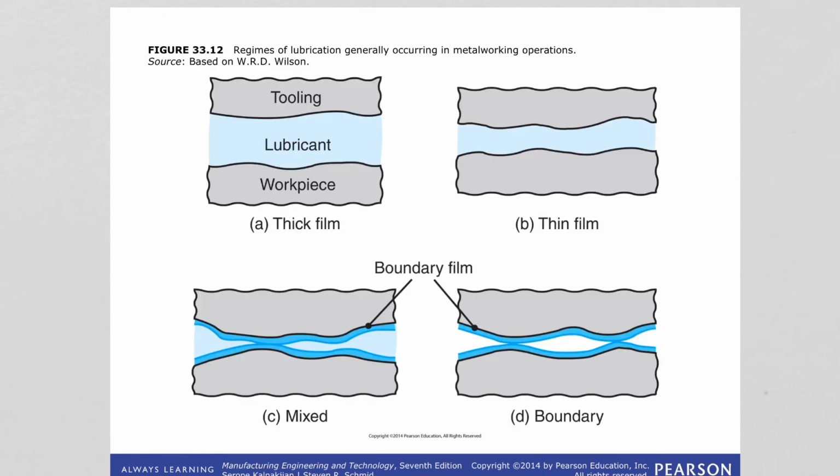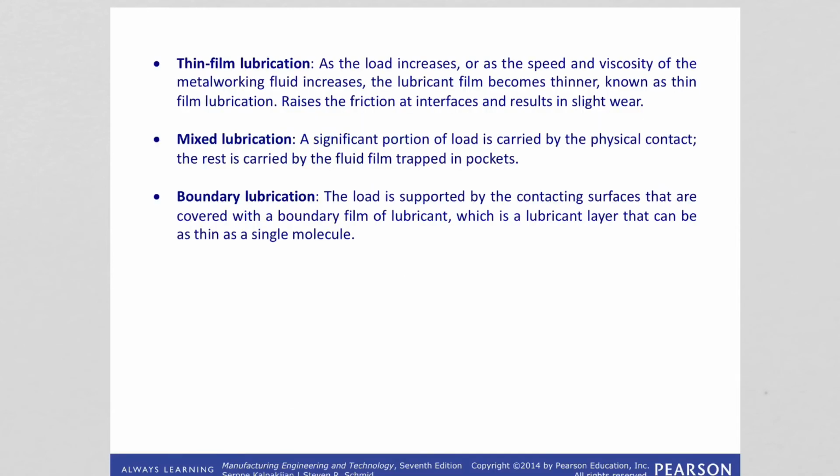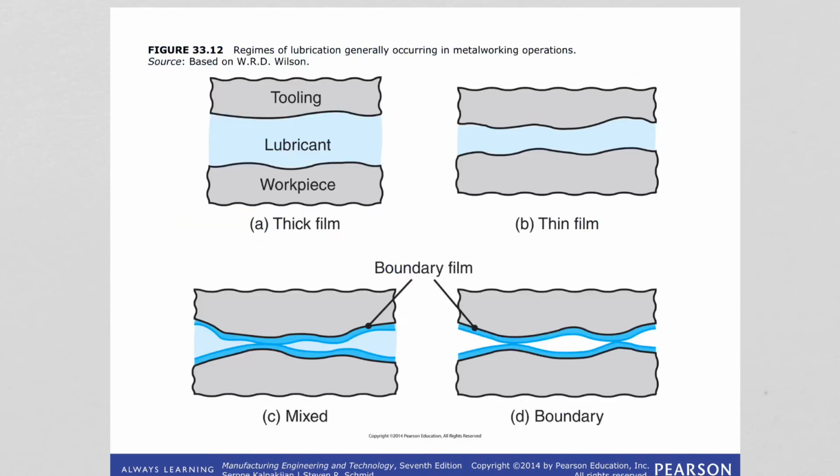So here in this figure, we are seeing the thick film lubrication that can occur in metalworking operations. And there is the thin film lubrication. So here we're seeing in image A, the thick film lubrication that can occur in metalworking operations.